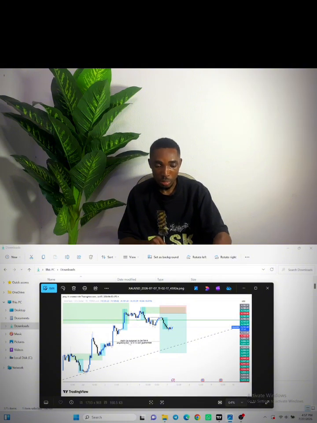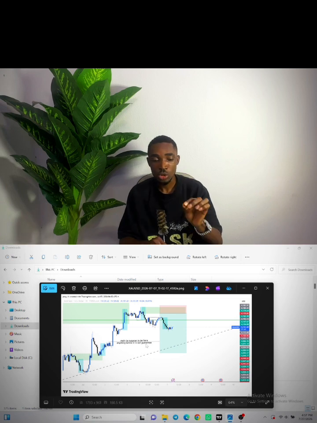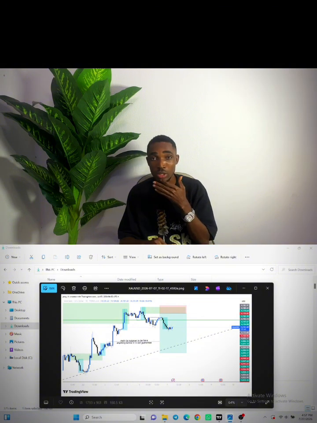Anything below it is not guaranteed, because I was not so certain that gold will take out this particular order block here. So that is why I said that my main TP is this order block. After gold fills this FVG here, I also want gold to touch this particular zone here to buy again, but anything below it is not guaranteed.